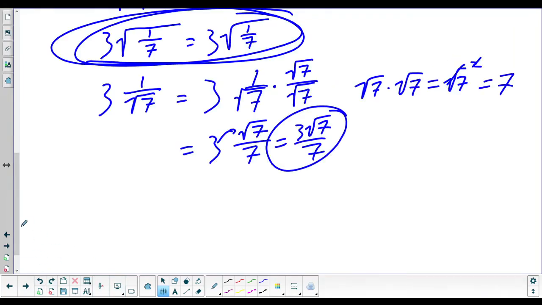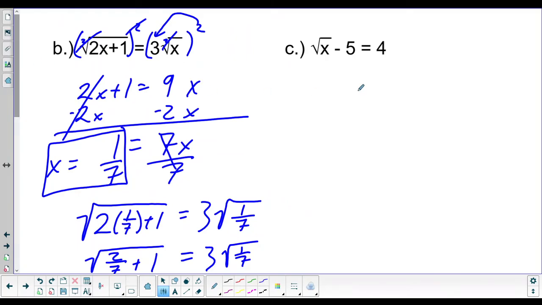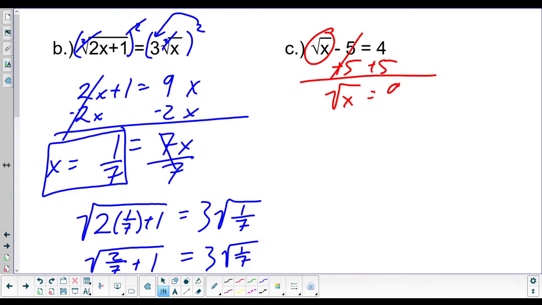All right, so let me not go like that. Okay, let's go look at this one. This one, I promise, is a lot nicer. All right, this one, we don't have 2 roots, so we can isolate this. How do we get rid of a minus 5? We add 5 on both sides. All right, these cancel. Radical x equals 9.